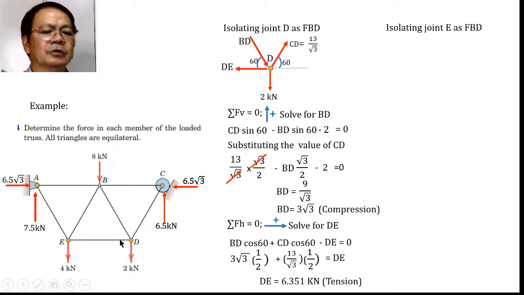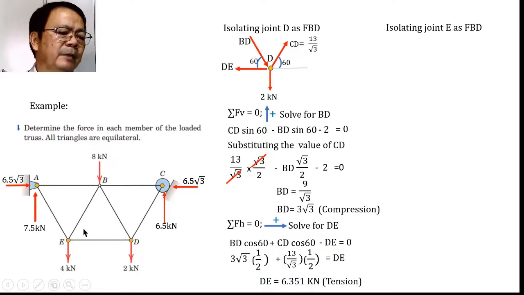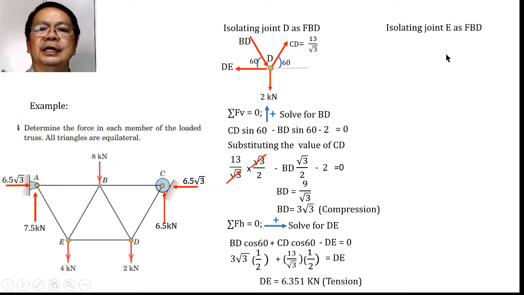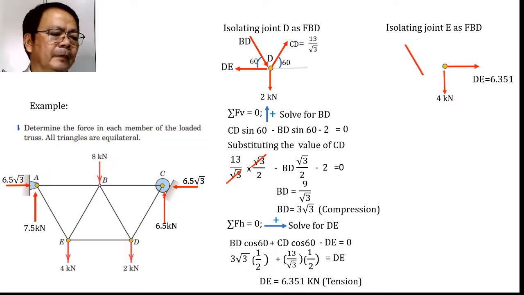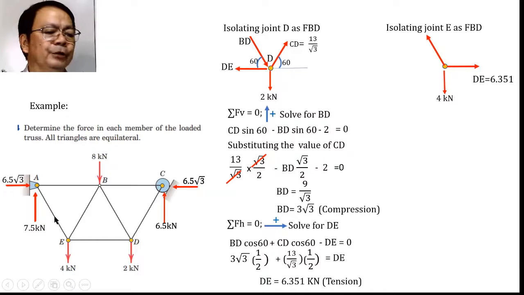And then lastly, we can solve for the last member, BE, by isolating joint E as FBD. So, when we isolate that joint E, so here is the member. Meron tayong 4 dito. Yung ED is already known, also in tension. Unahin natin yan. So, in tension na siya, and the value is 6.351. And then we show this part. Okay, and this will be already known also, because this is already computed, ano? In the previous one, and the value is 15 over the square root of 3 kN. Then finally, we can solve for this.